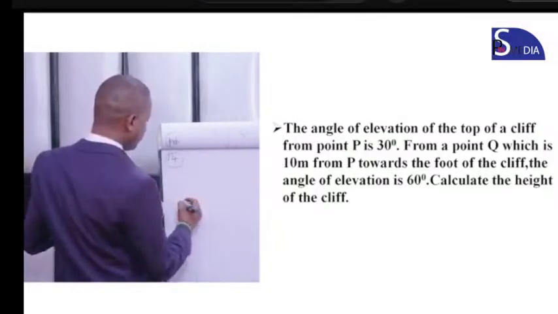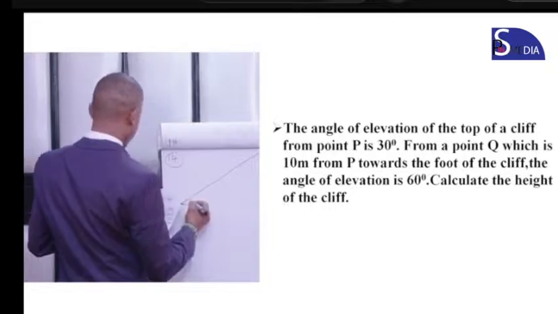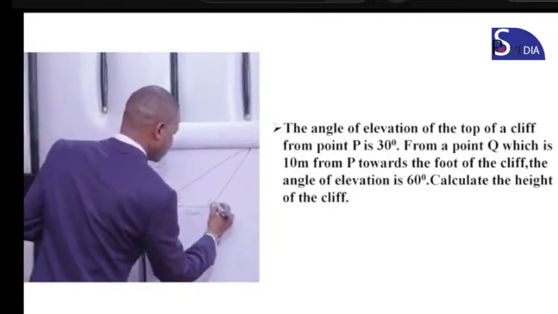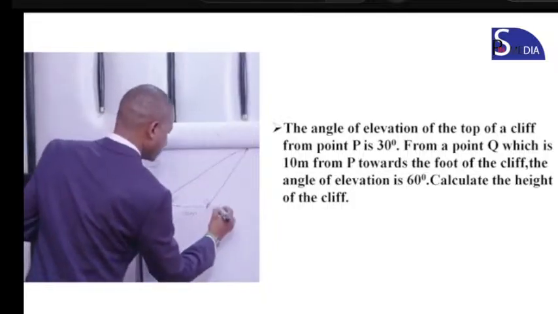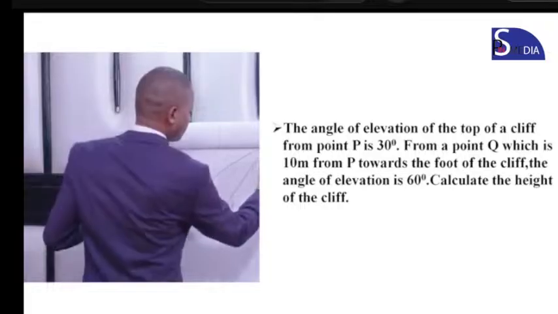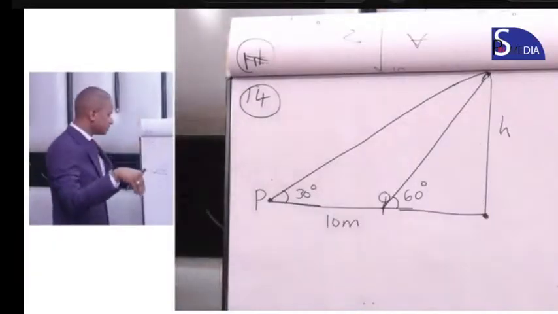Think about the angle of elevation as well. So let's say our point P, that angle, which is 10 meters from P. This angle means that the cliff is dropping here. Again, the angle of elevation comes into it.